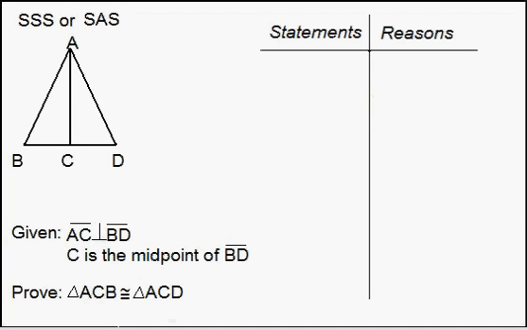Okay, go ahead and take a minute to copy all this down, and remember to work one step ahead of me. Okay, we're going to start with the given. AC is perpendicular to BD.